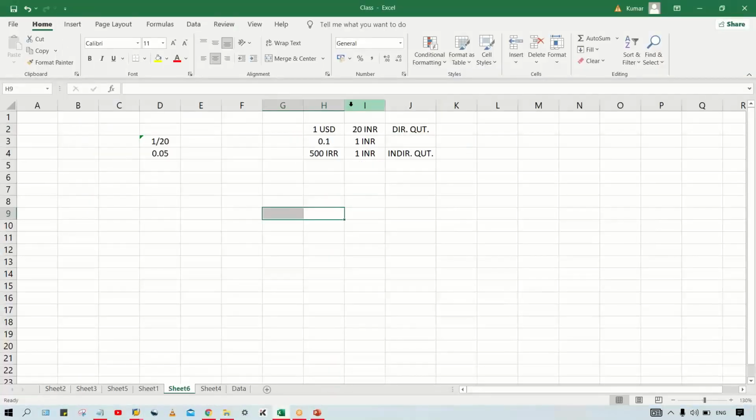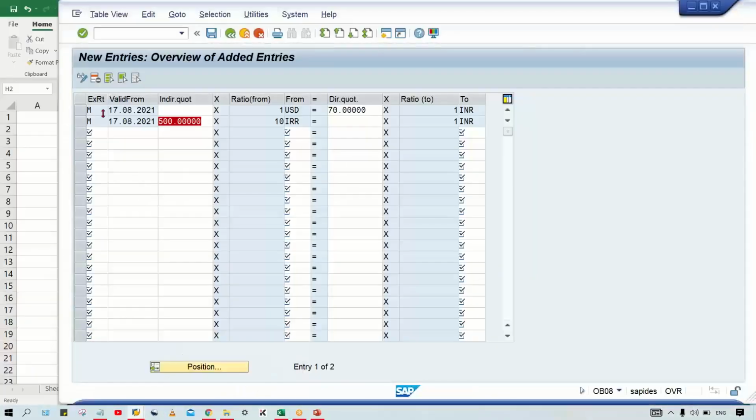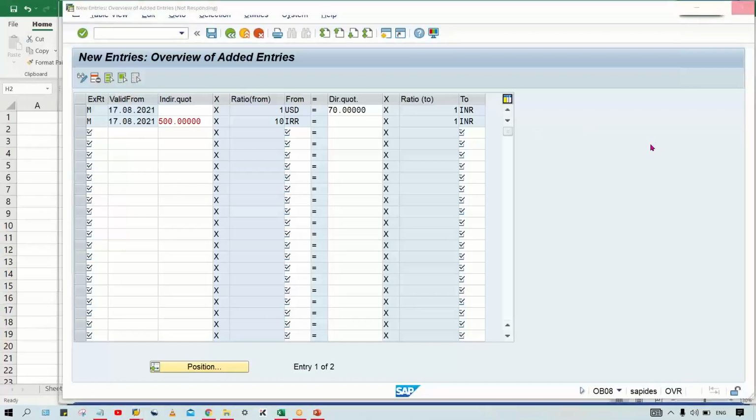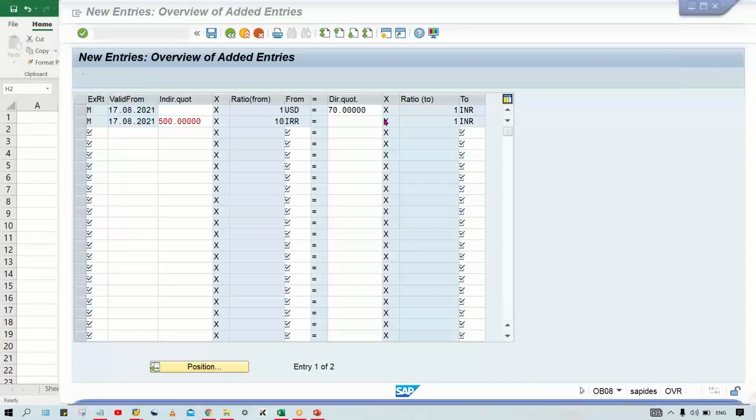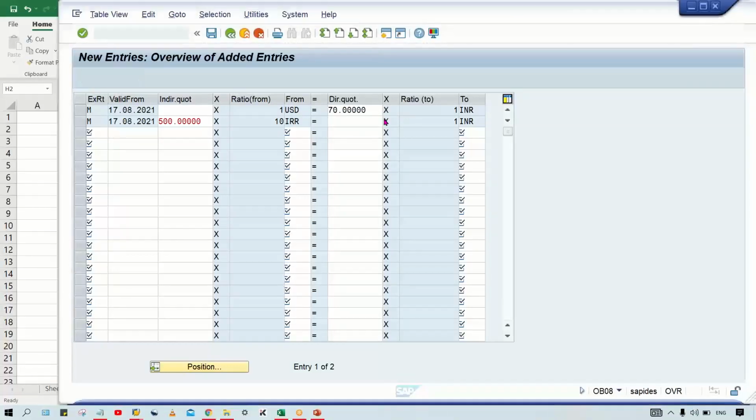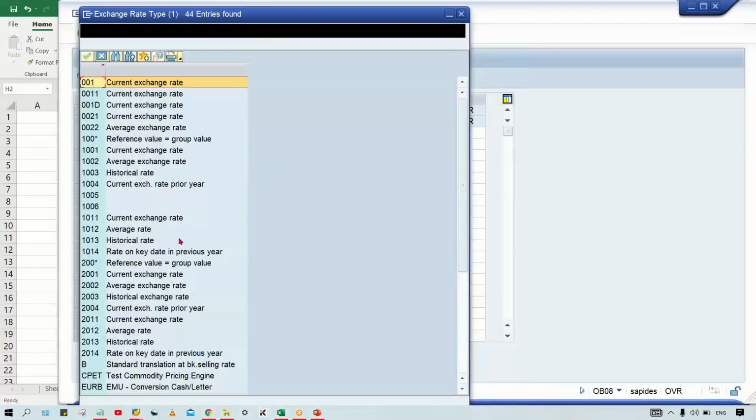Now let's suppose, here guys, can you come again, when do we maintain this indirect quotation? See, direct quotation and indirect quotation is pretty simple, guys. I say 1 USD equals 70 Indian currency, right? You forget about the 0.05 or 0.1 example which I have given. You leave it.